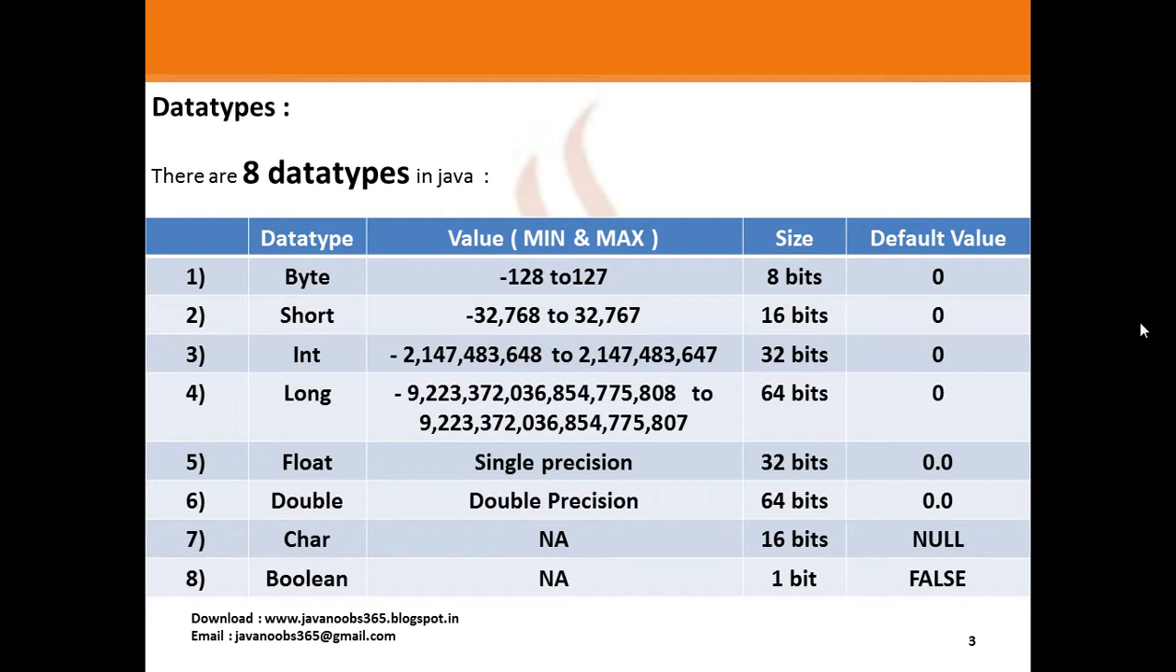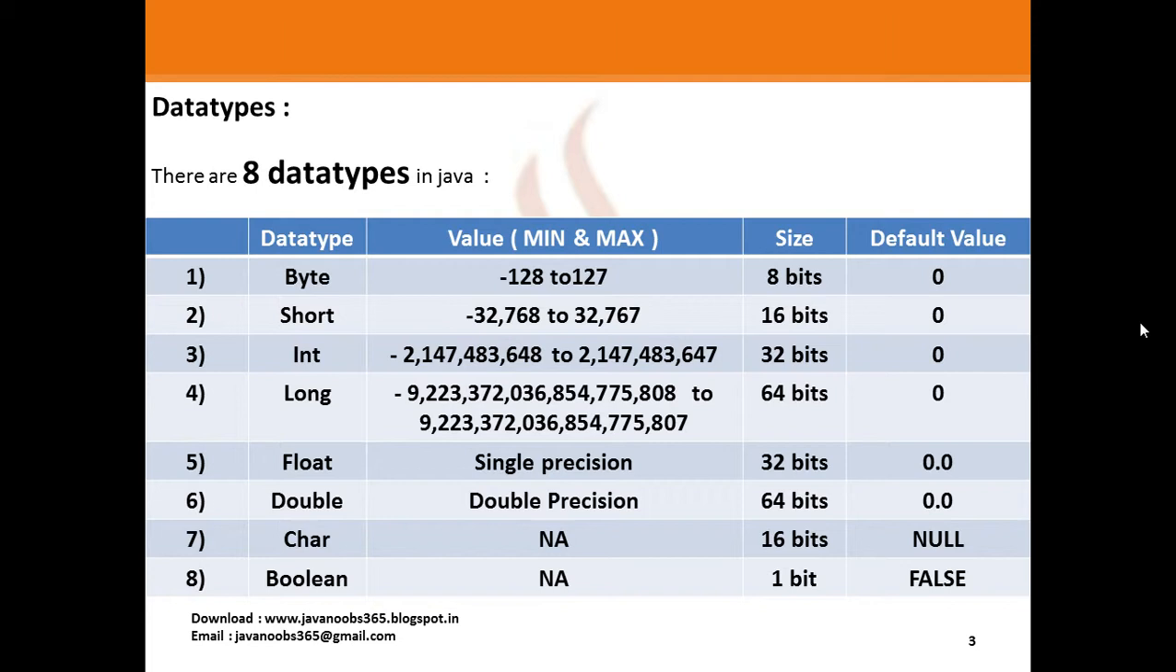The fifth data type is float. That is pretty much self-explanatory. Float is single precision, 32 bits, default value 0.0. Double is double precision, 64 bits, 0.0. Talking about char, the seventh data type, there is no minimum and maximum value. Obviously it's a character, also called char. The size of char is 16 bits, and the default value of char is null.